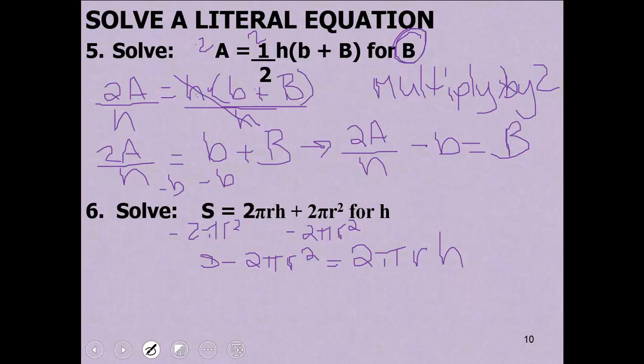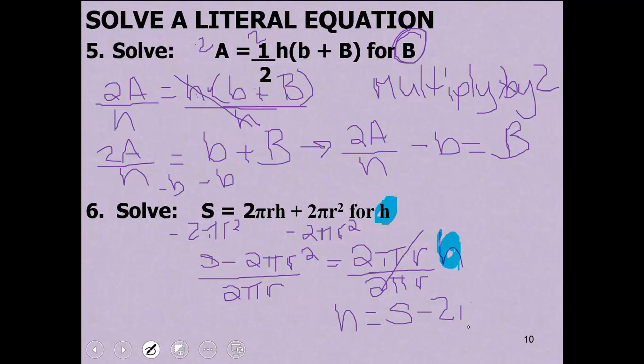What's my variable again? My variable is h. All of these things being multiplied by h, we treat them just like a single number. It's just 2 pi r. And we're going to divide everything by 2 pi r. So that cancels, and then 2 pi r over here. So my final answer is h equals s minus 2 pi r squared, all over 2 pi r. Just like that. No big deal. Okay?